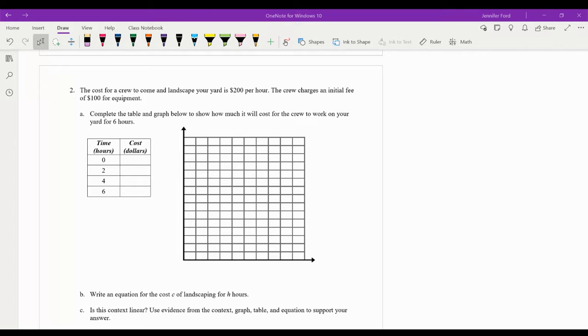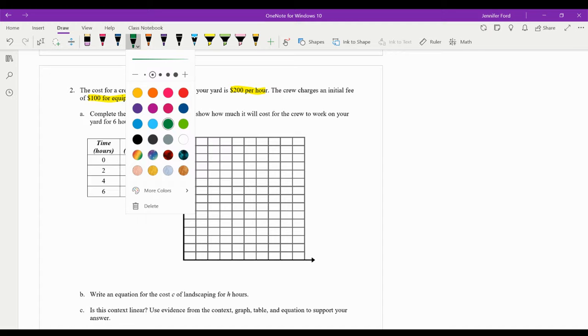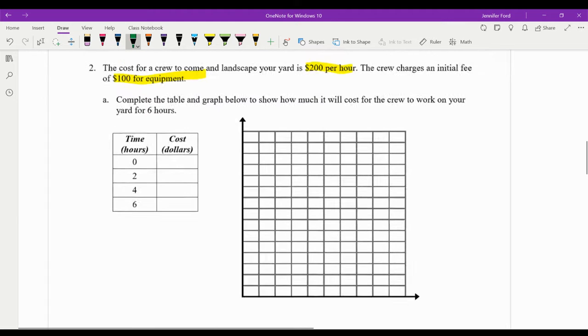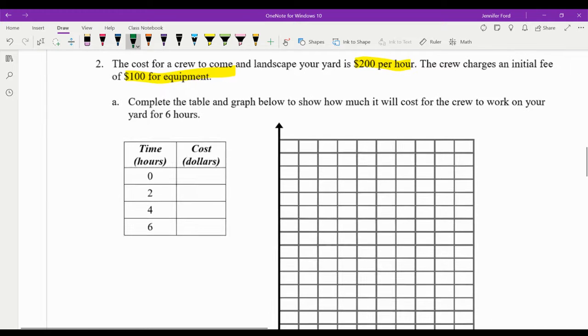Okay, so it's $200 per hour and $100 for the equipment. $200 per hour, just so that we can see those really clearly. All right. Let's go green. I feel I'm in a green mood. Okay, cool. So the charge is $100 for equipment. So it's going to start before they even do any work. It's $100 for the equipment.